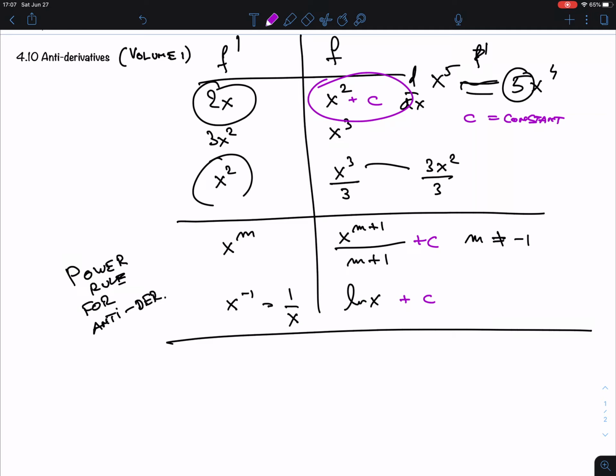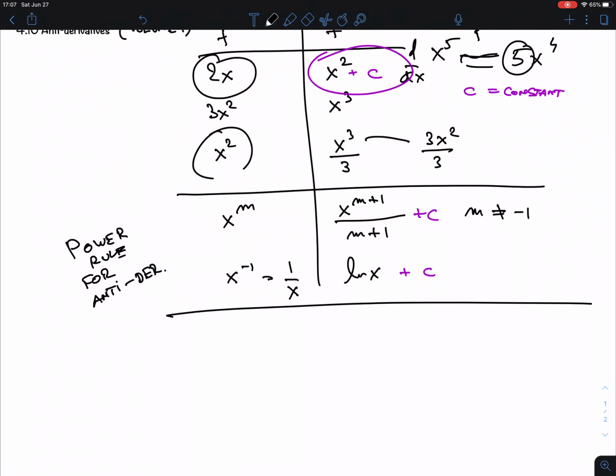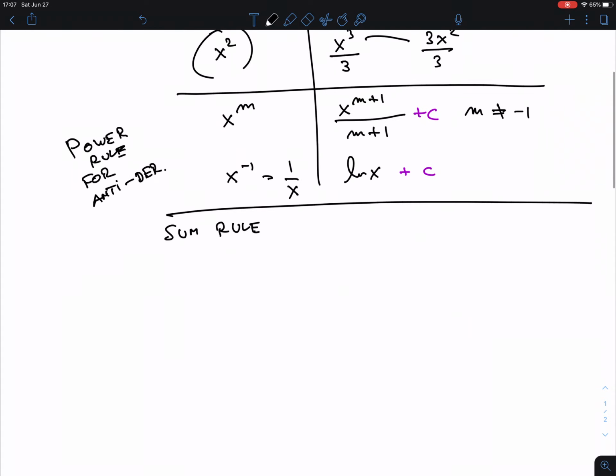Okay, there are, of course, other antiderivative rules. Just quickly, we have also the sum rule. I'm not going to give the formula. Let's just look at an example. Sorry, I forgot one more rule, the sum rule and also the constant rule. Let me explain this one first, perhaps.